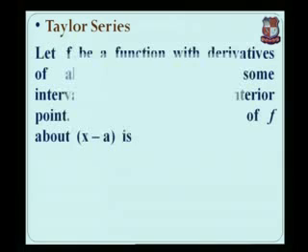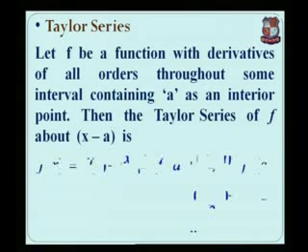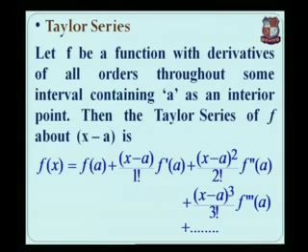This is the Taylor series. If you have any function with derivatives of all orders throughout some interval containing a as an interior point, then the Taylor series of the function f about x minus a has the formula f(x) is equal to f(a), meaning the function value at a, plus (x minus a) by 1 factorial f dash a, meaning the derivative at that point, plus (x minus a) square by 2 factorial f double dash a, plus (x minus a) cube by 3 factorial f triple dash a, and so on. So this is the formula to find the expansion of any function by Taylor series.